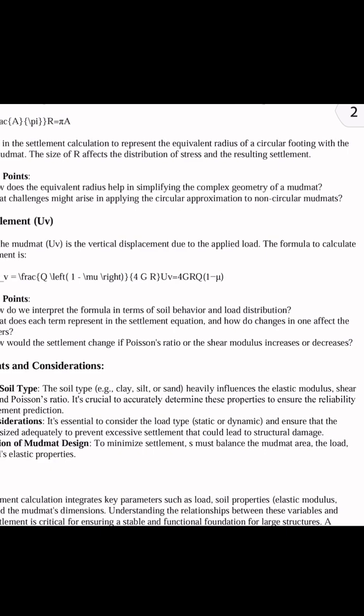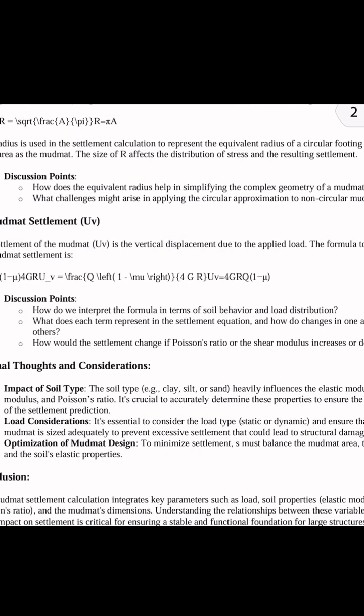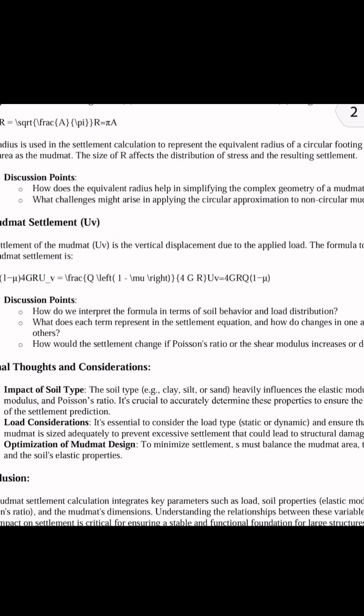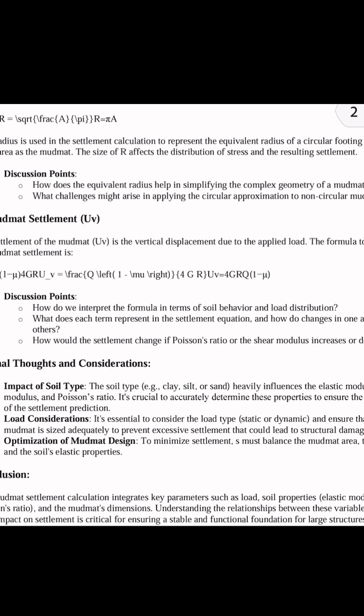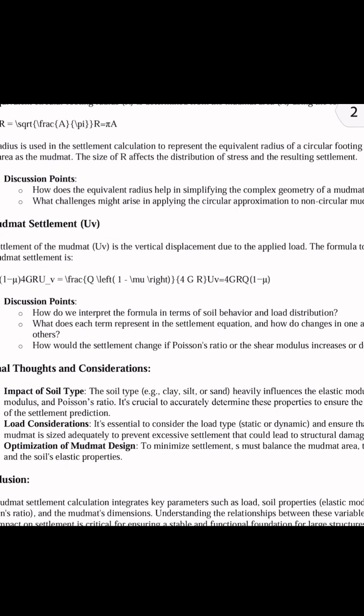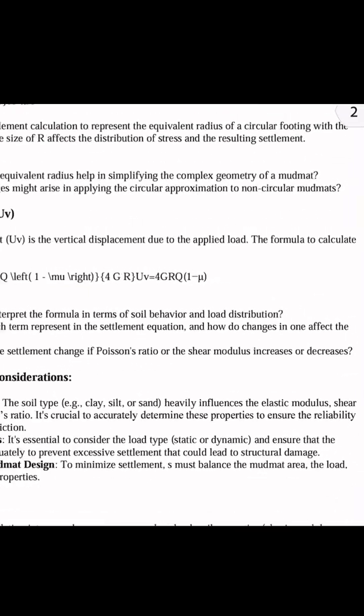How do changes in one affect the others? If you change one particular parameter, how is it going to affect the settlement? How is it going to affect the other parameters? That's what we have to discuss. And how would the settlement change if the Poisson ratio or the shear modulus increases or decreases?